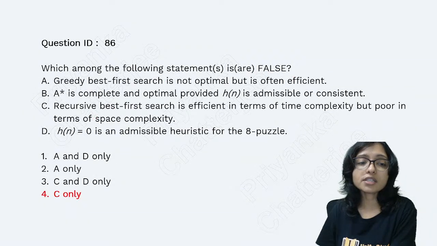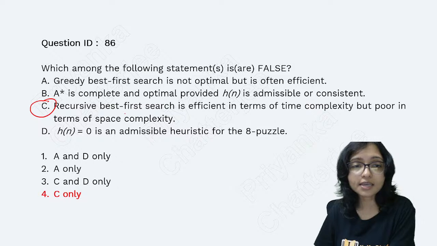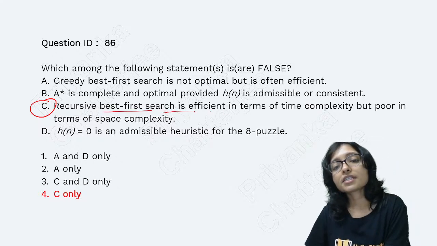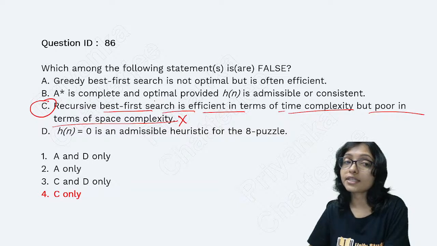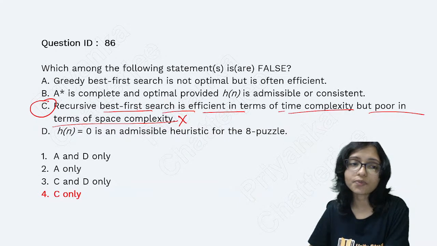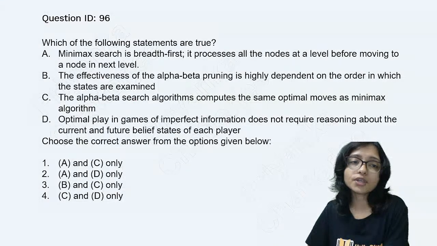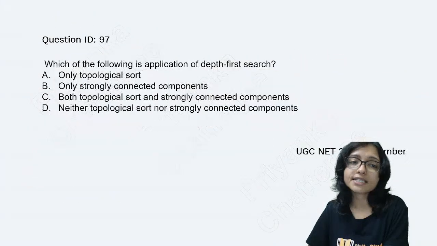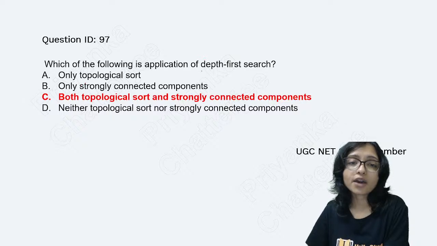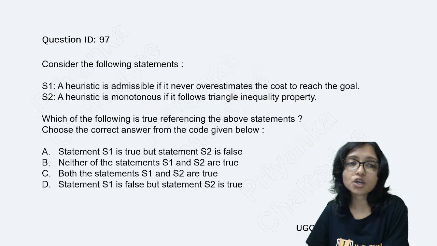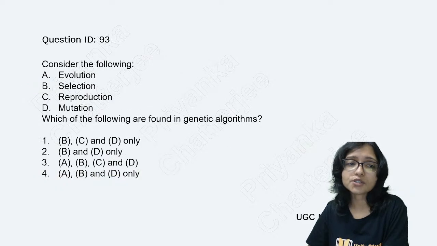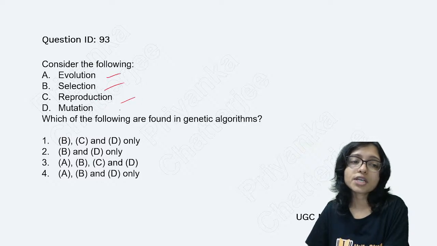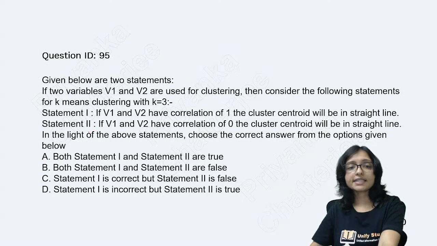Here which one is false? This is false. Recursive best first search is efficient in terms of time complexity but poor in space complexity. That was wrong, and why it is wrong is now clear to you. I hope so. Right? Minimax already we did. Genetic algorithm also we did. This is according to the depth first search we are using in topological sort. Heuristic is admissible, monotonous, that you also know now. Evaluation, selection, these are all the questions we did.